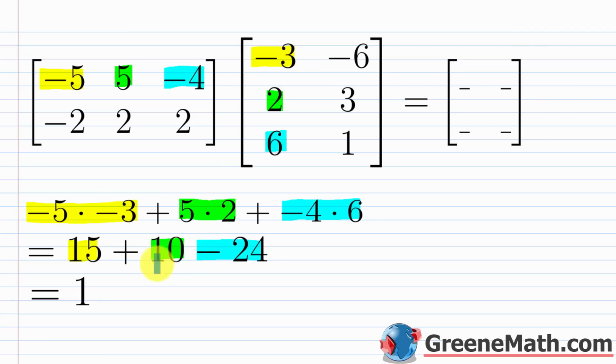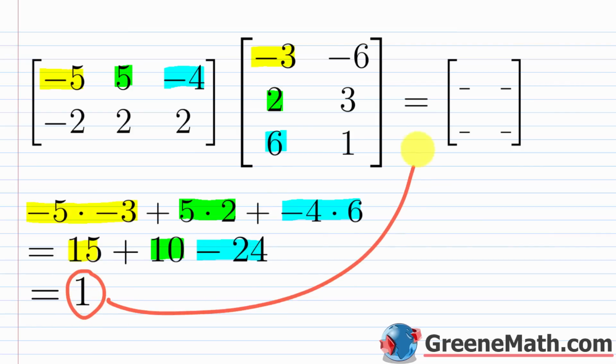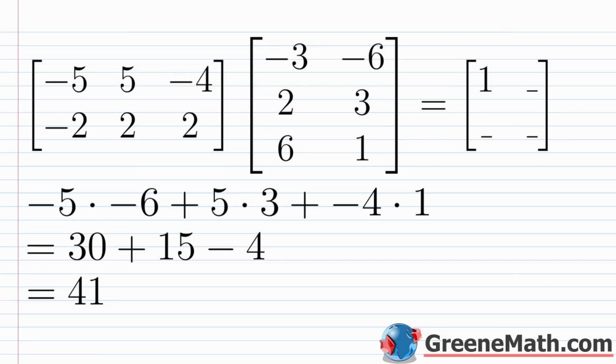Once you've found all those products, 15, 10, and then -24, just add them together. 15 plus 10 is 25. 25 minus 24 is going to be 1. So this is put in row 1, column 1 for your product matrix AB. Just put a 1 right there. And now we're going to move on to this position right here. Let me just do this on the next page here. I already have everything set up for us.